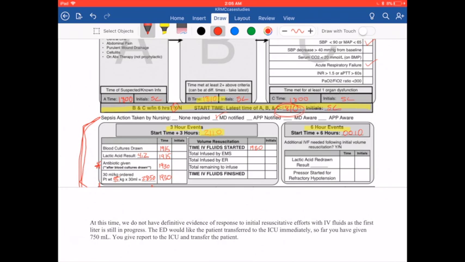And again, this is where this communication tool is important so that there isn't any confusion of where we're at with these 3-hour and 6-hour events. So we'll go back up to finish the volume resuscitation here. EMS, when the patient was en route, didn't give any fluids, so we don't have to worry about that. We'll just kind of X that out.